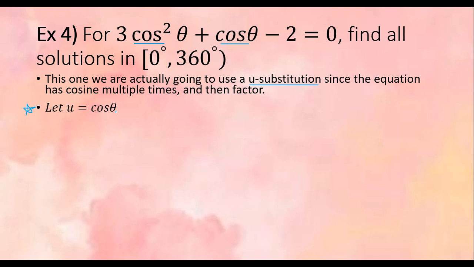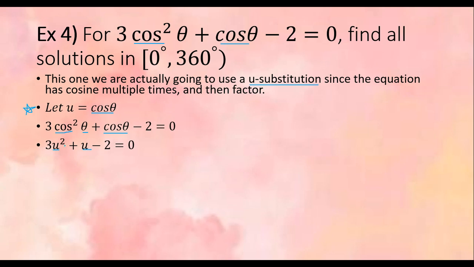Now I'm just going to write down the equation again. 3 cosine squared theta plus cosine theta minus 2 is equal to 0. We're solving this. And wherever I see a cosine, I'm going to substitute in a u. So this is going to become 3u squared plus u minus 2 equals 0. Do you see where those cosines now became my u's? Okay, this is easy to work with. You can totally factor this.